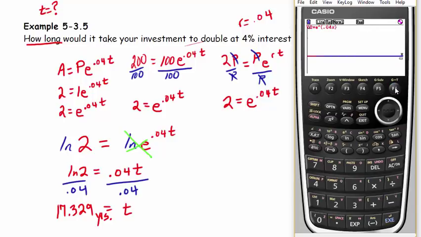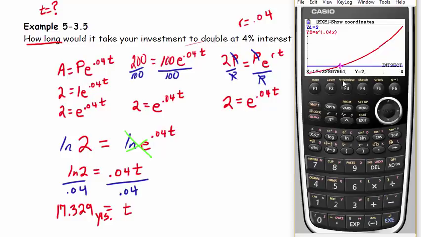So I'm going to draw this, do a shift zoom auto. Alright, so this is my 2, the blue line. The red line is my e to the 0.04 t, and we want to know when those are the same, where they intersect. Shift graph solve intersection. And we get the same result, 17.329.